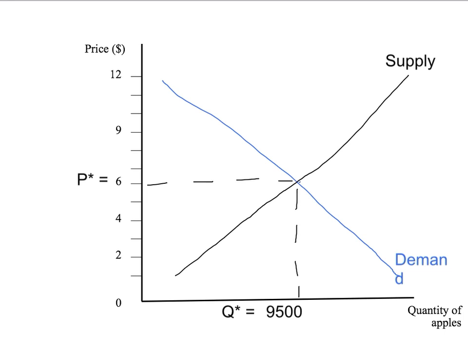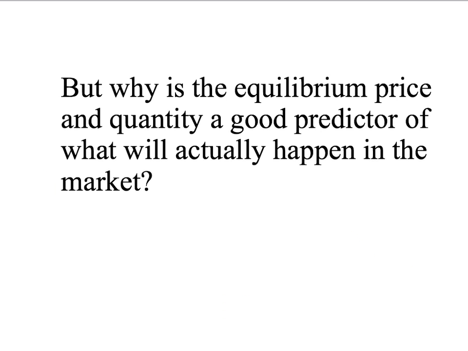So our equilibrium price, what we'll sometimes call P star, is $6 per kilogram for apples, and our equilibrium quantity, what we sometimes call Q star, is 9,500 kilograms of apples per day. Your reaction to this should be, so what?